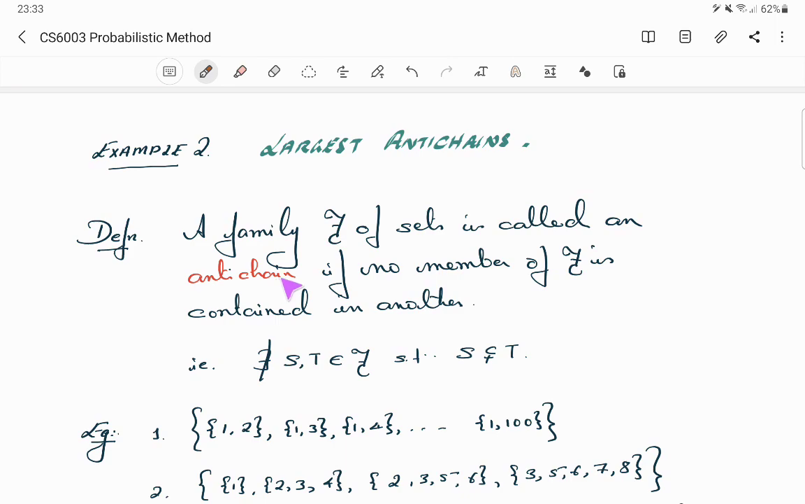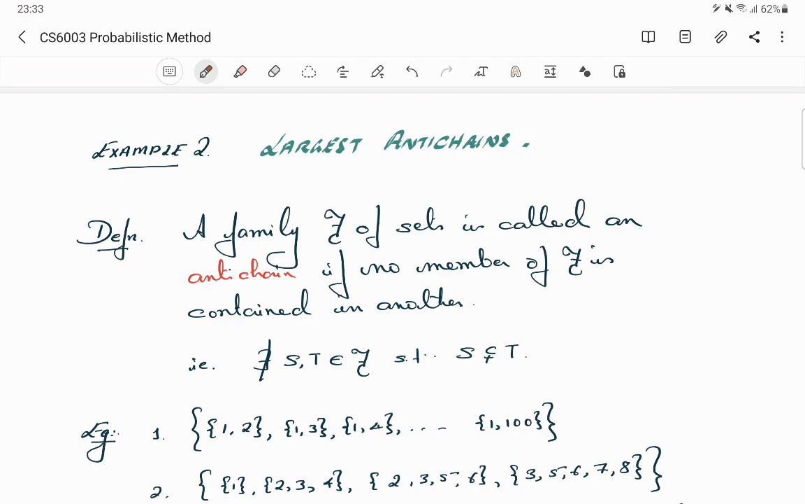So an antichain is a family of sets with an extra property. We are not talking about a single set here. We are talking about a family or a collection of sets, which I denote by this script F. But when do I call a collection of sets an antichain? I call a collection of sets an antichain if no member of this family is properly contained inside another.